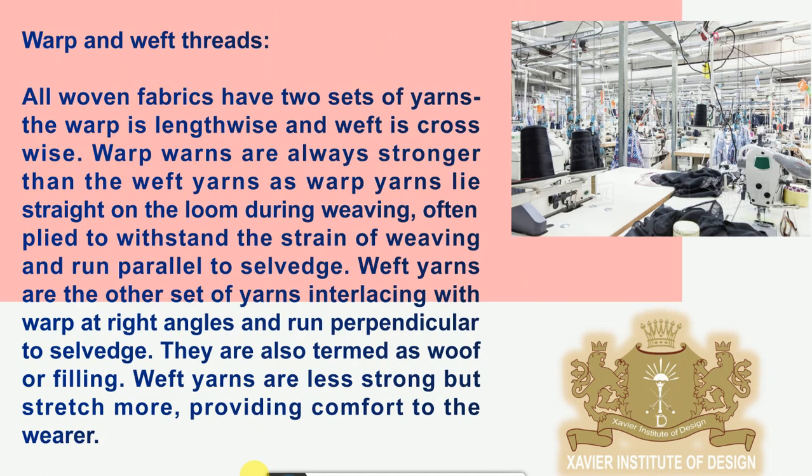Warp and weft threads. All woven fabrics have two sets of yarns. The warp is lengthwise and weft is crosswise. Warp yarns are always stronger than the weft yarns as warp yarns lie straight on the loom during weaving, often plied to withstand the strain of weaving, and run parallel to selvage.